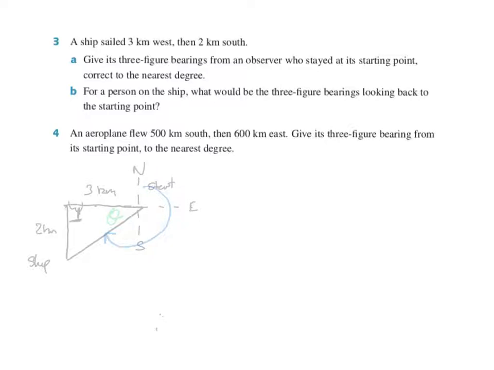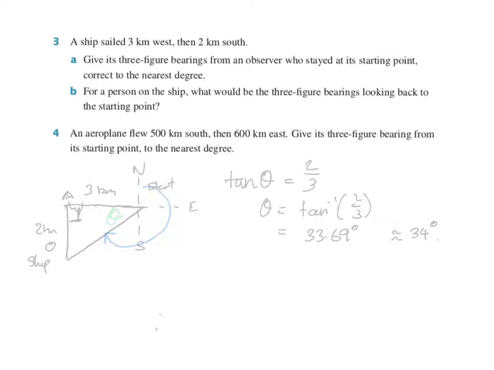Okay, so what do we know? We know that we have the adjacent and we know that we have the opposite. So we're going to use tan theta, which is opposite over adjacent, which in this case would be 2 over 3. So theta is equal to the inverse tan of 2 on 3, which is equal to 33.69 degrees. Now they want it to the nearest degree, so it's approximately 34 degrees. Now that's not our true bearing. And just remember, your calculator needs to be set to degrees if you're not getting the right angle.